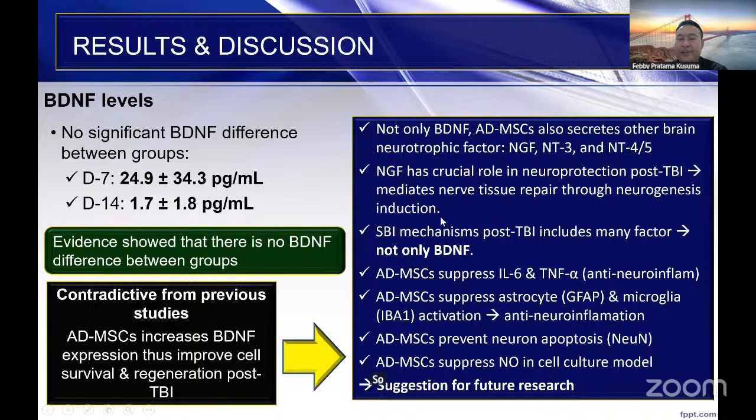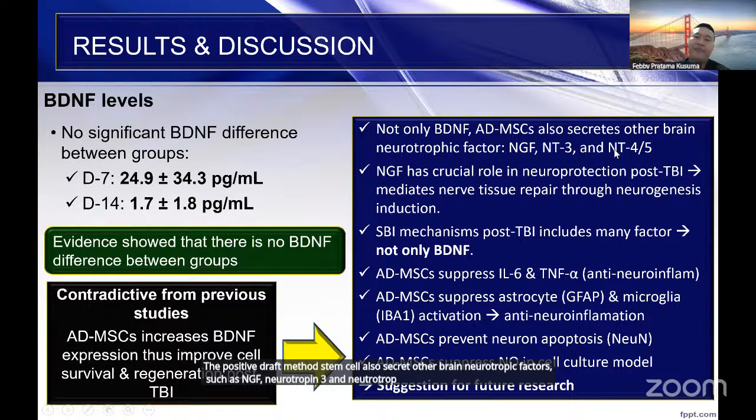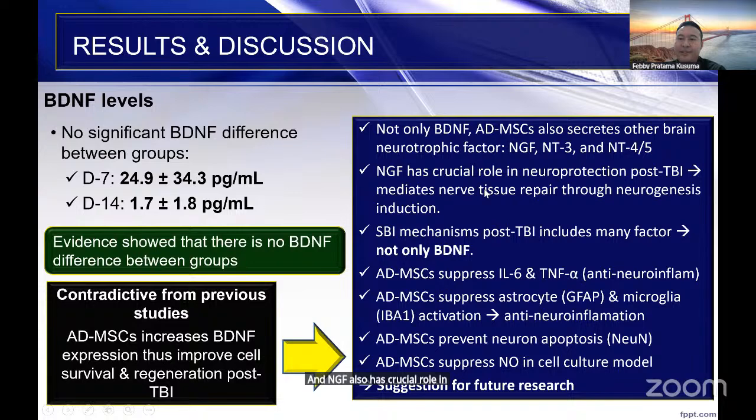So another variable that can be evaluated next, because not only BDNF, the adipocyte-derived mesenchymal stem cell also secretes other brain neurotrophic factors such as NGF, neurotrophin 3, and neurotrophin 4/5. And NGF also has a crucial role in neuroprotection post-TBI and mediates nerve tissue repair through neurogenesis induction. And the secondary brain injury mechanism post-TBI also includes many factors, not only BDNF.